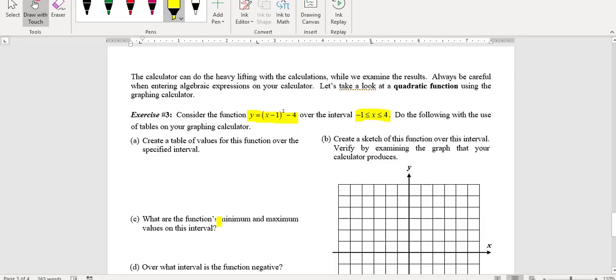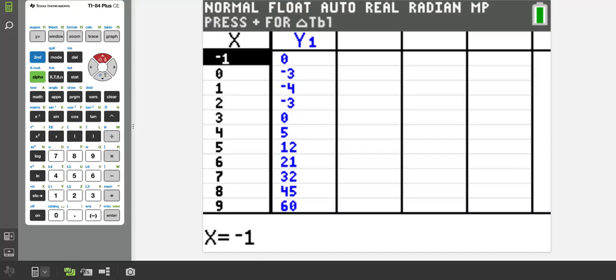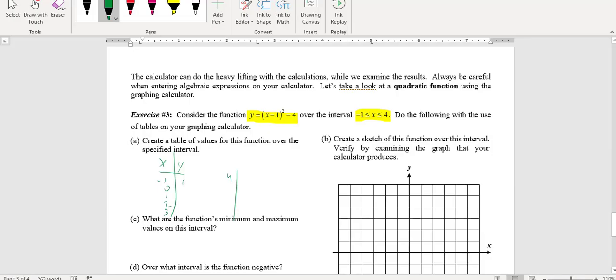I'll put 4 over here. It'd be 0, -3, -4, -3. Then 0, 5.